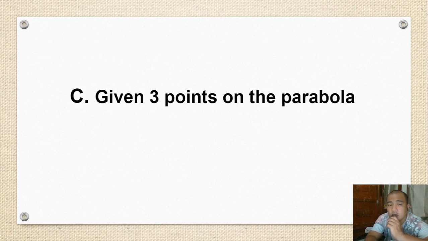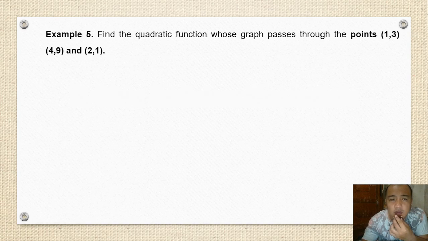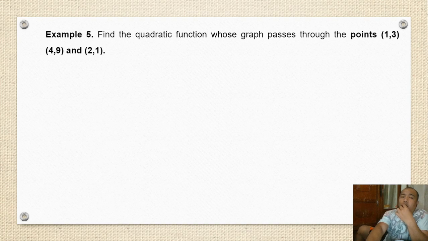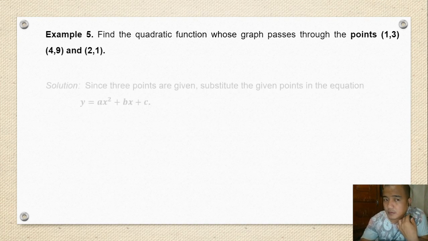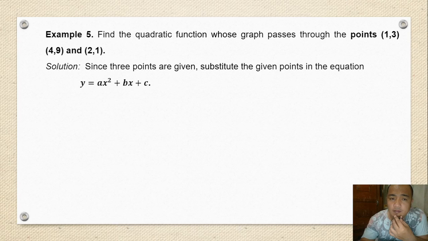Now, another: given 3 points on the parabola. If in the parabola we're given 3 points on the graph, how do you find its equation? Find the quadratic function whose graph passes through the points 1, 3, 4, 9, and 2, 1. Since 3 points are given, we substitute each of these points into the general form of the quadratic function y equals ax squared plus bx plus c, forming equation 1 for 1, 3, equation 2 for 4, 9, equation 3 for 2, 1.